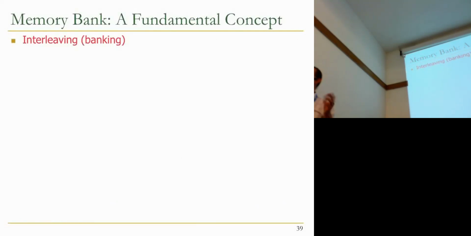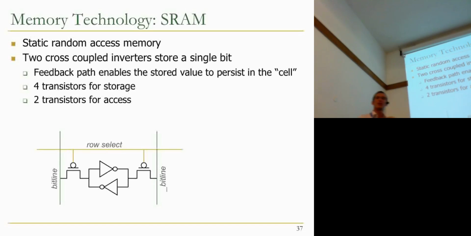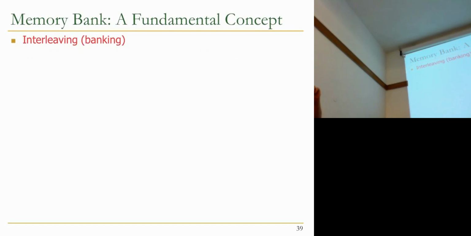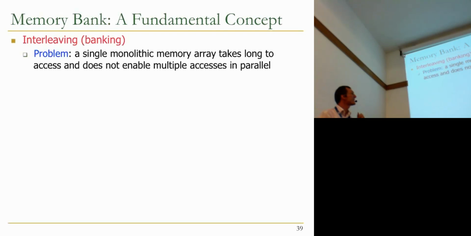Okay. The fundamental concept in all of these memories is banking, right? You basically take these cells and you put them together and you form a bank. Actually, you can form a single monolithic array, right? The problem is if you make a single monolithic array of these cells, that becomes very long to access. So people bank memories. Basically, you don't want a single monolithic array. It takes too long to access, and it doesn't enable multiple access in parallel.